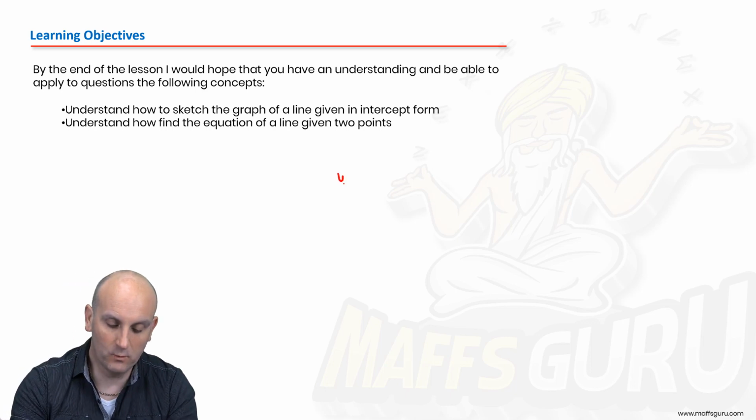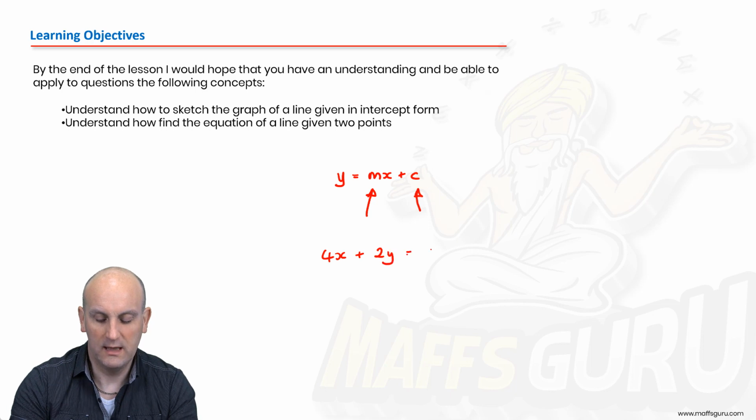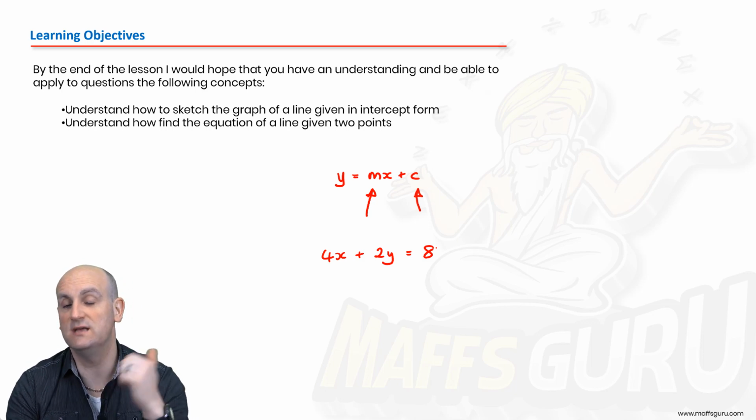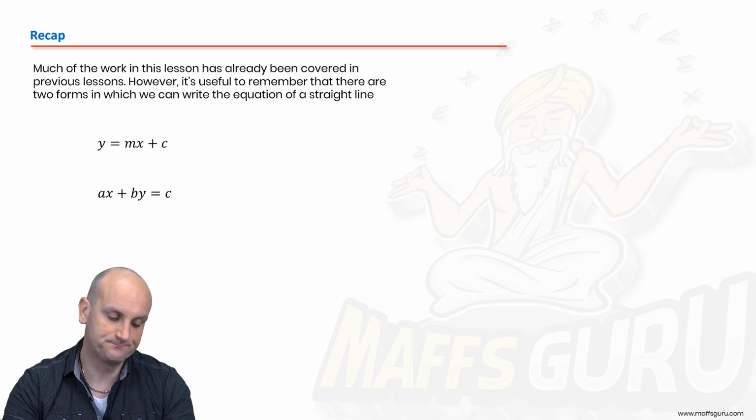Now, if you remember, y equals mx plus c is gradient-intercept form because it was given by the gradient and the intercept. Whereas if I have something in the form of 4x plus 2y is equal to 8, for example, that is called intercept form. Why? Because we use that form of the equation to find the intercepts, the y-axis intercepts and the x-axis intercepts, which is pretty much what this video is all about.